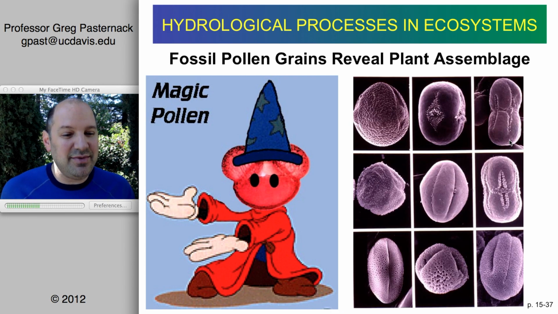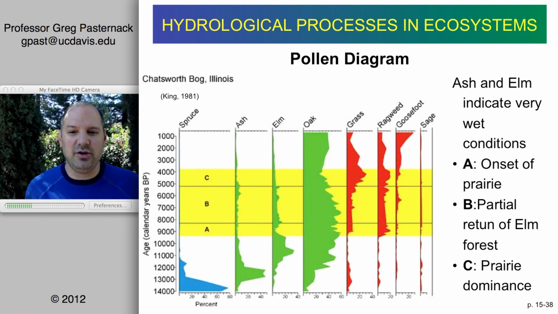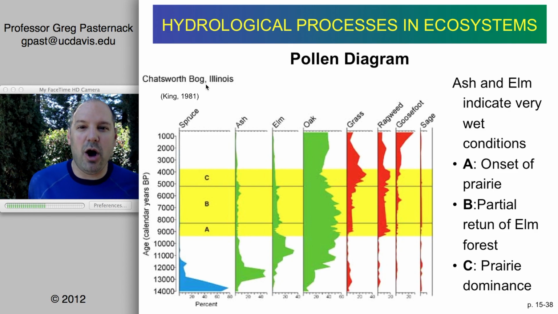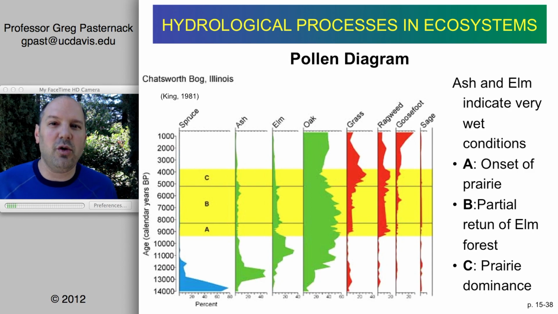We often can't see them down to the species level, but we can get a sense of what pollen types they are and then interpret those. For example, here's a pollen diagram from a place called Chatsworth Bog. So, a bog type of wetland with a predominantly vertical water balance.